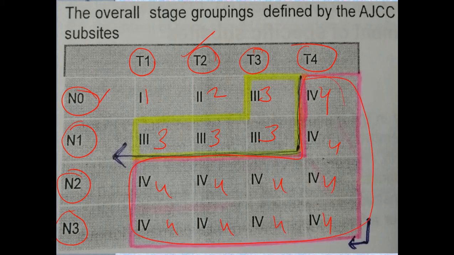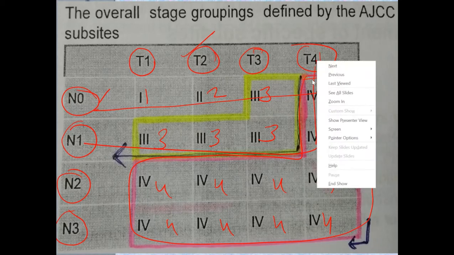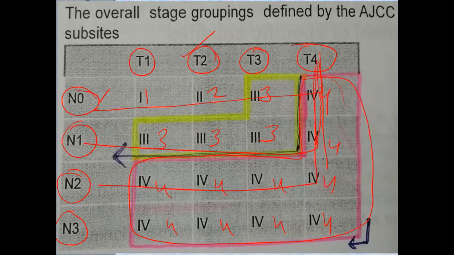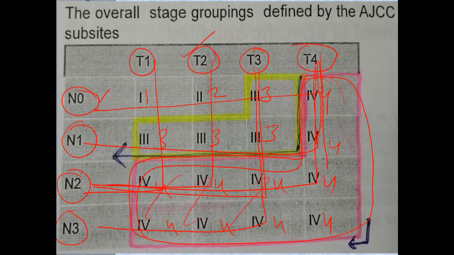So what is stage 4 disease? T4: stage 4 is T4, N0. And you can say stage 4 is T4, N1. Stage 4 once again is T4, N2. T3, N2 is stage 4. T3, N3 is stage 4. T2, N2 is stage 4. T1, N1 is stage 4. So these are all stage 4. And these are all stage 3. As simple as that to remember.